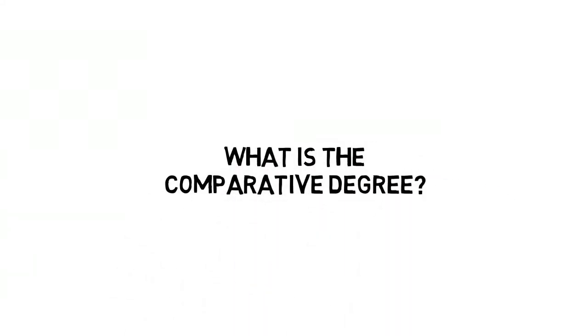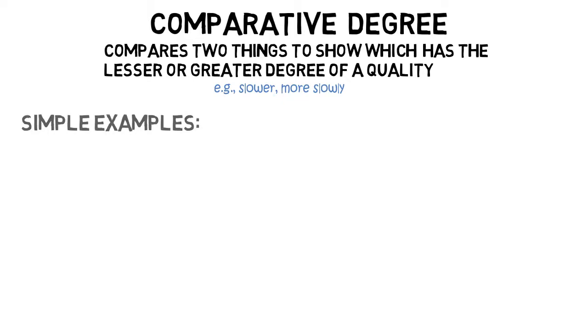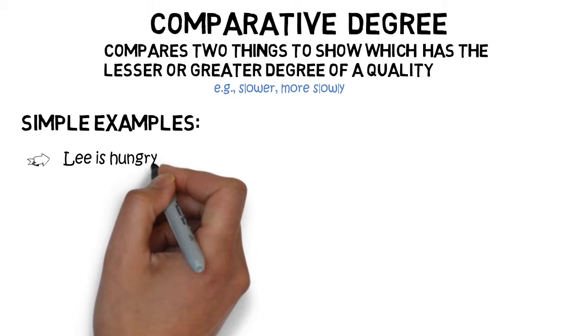In this video, we're going to look at the comparative degree. So what is the comparative degree? Well, the comparative degree compares two things to show which has the lesser or greater degree of equality. So if we imagine the quality is slow, then slower is the comparative degree, or slowly, then the comparative degree is more slowly.